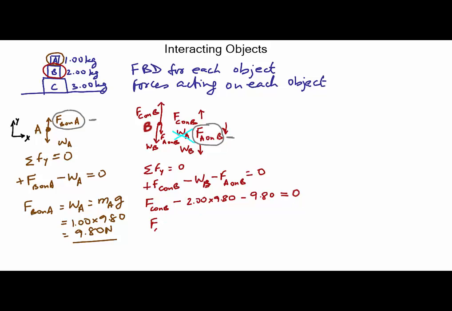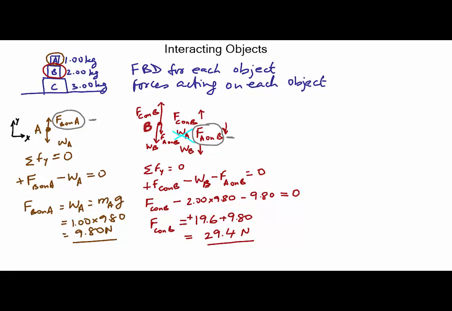And I can solve this to say FC on B equals 2 times 9.8, which is 19.6. Moving over to the other side, it'll become a positive. And then this will be a plus also as it goes to the other side, 9.80. And so this gives me a value of 29.4 Newton.